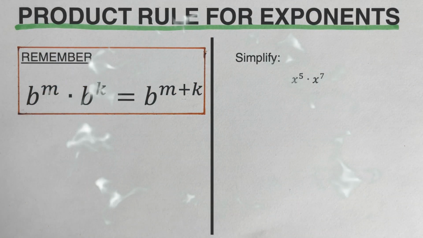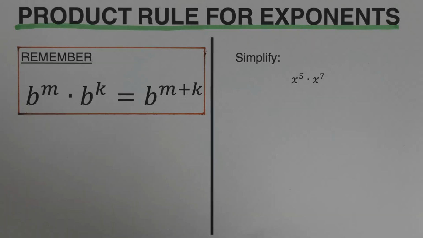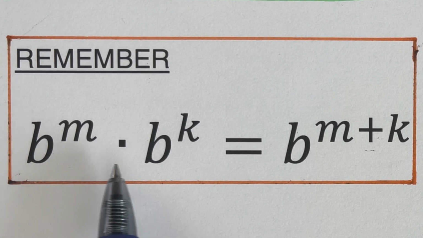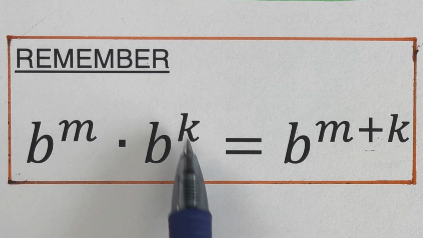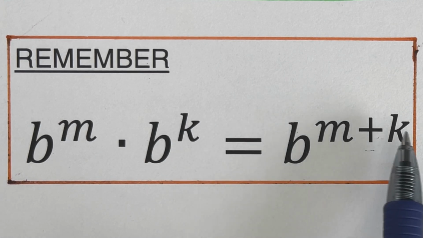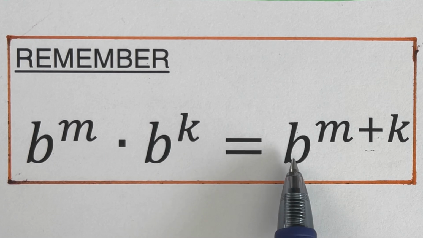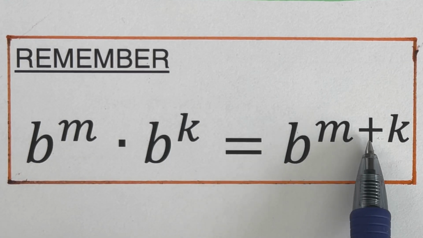Hello everyone. In this video, we are going to simplify exponential expressions using the product rule for exponents. Please remember that the product rule states that if we have b raised to the power m times b raised to the power k, we can simplify this expression as b raised to the power m plus k, which means that we take their common base, which is the b, and then we add their exponents. That's how we got m plus k.